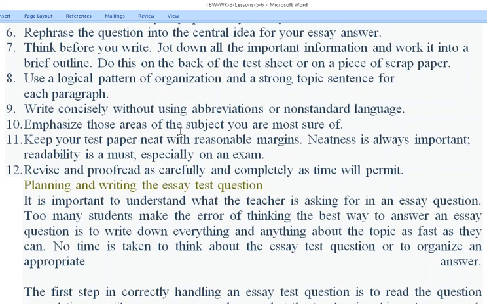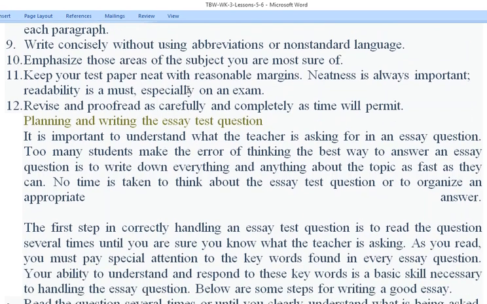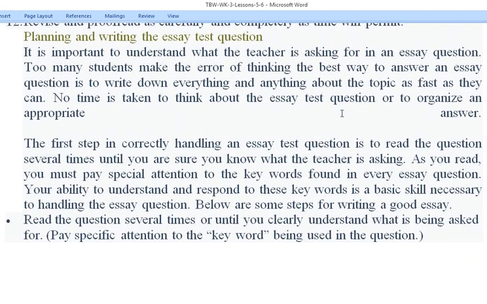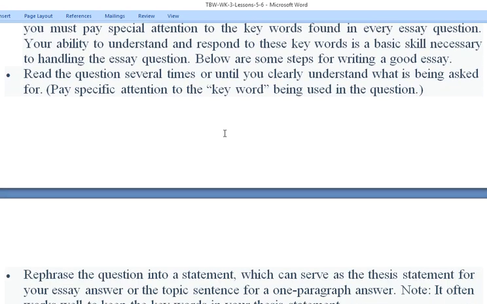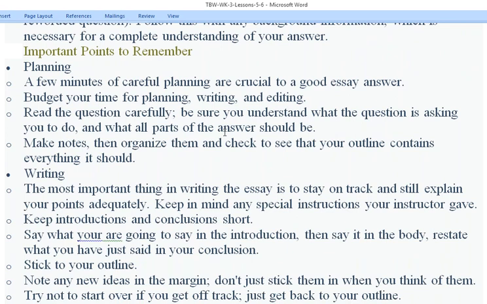Emphasize those areas of the subject you are most sure of. Keep your test paper neat with reasonable margins. Neatness is always important. Readability is a must, especially for exams. Revise and proofread as carefully and completely as time permits. Fine. Before you attempt your essay, plan it, outline it, check the time and adjust yourself. Fine. These points are important to remember.